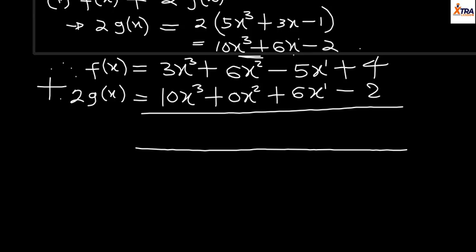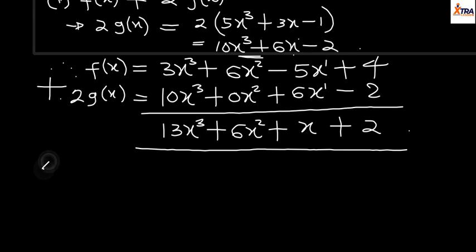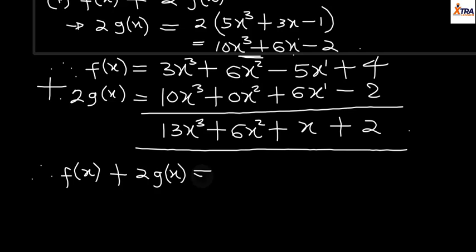Now I can add this. 3x cubed plus 10x cubed gives me 13x cubed. 6x squared plus 0x squared is still 6x squared. Minus 5x plus 6x is plus x. Then we have plus 4 plus minus 2, that's 4 minus 2, giving me 2. Therefore, I've gotten my answer: f of x plus 2g of x is equal to 13x cubed plus 6x squared plus x plus 2.